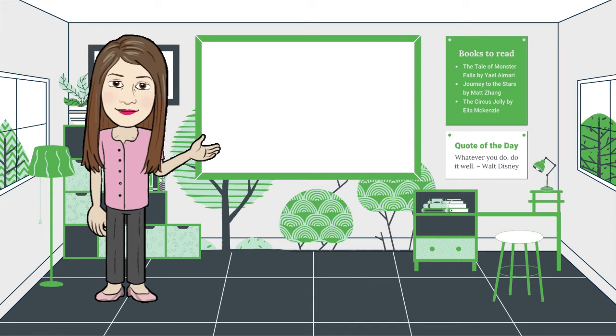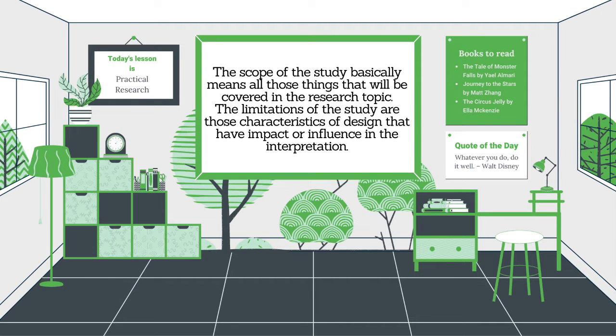Time is up. Let us now define scope and limitation. There are many ways on how to define scope and limitation. The scope of the study basically means all those things that will be covered in the research topic. The limitations of the study are those characteristics of design that have impact or influence in the interpretation.